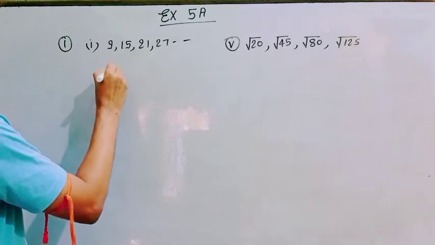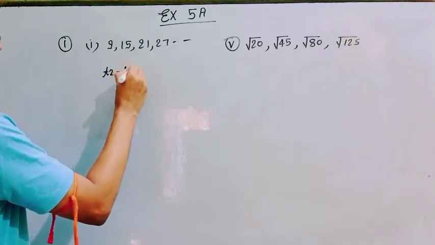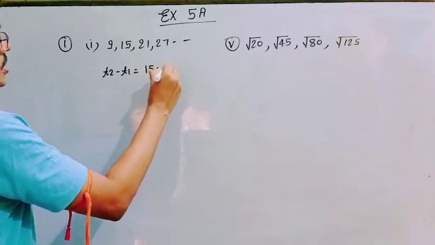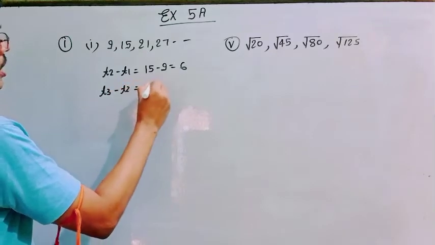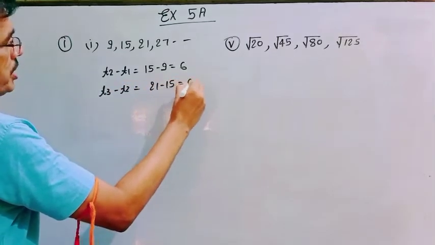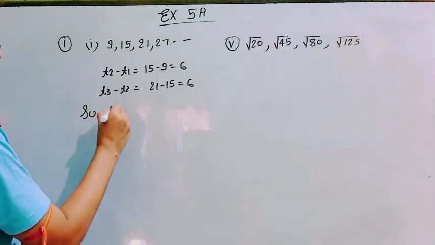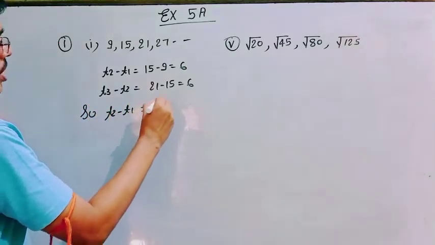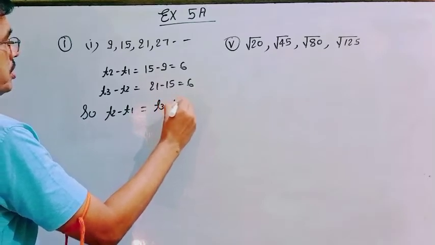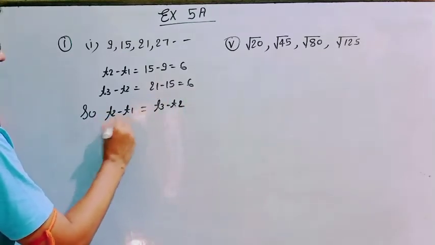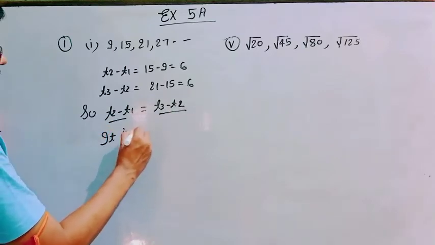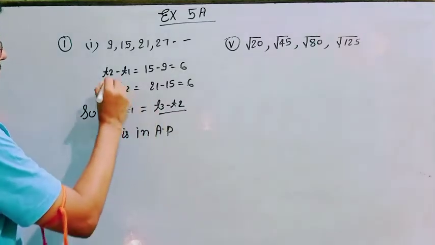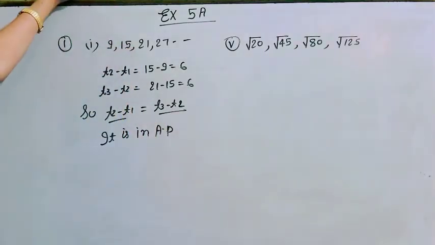So T2 minus T1 is equal to 15 minus 9, that is 6, and T3 minus T2 is 21 minus 15, that is 6. So we can say T2 minus T1 is equal to T3 minus T2. Here is 6 and there is also 6. So it is clear it is in AP, because the difference between two consecutive terms is always equal.